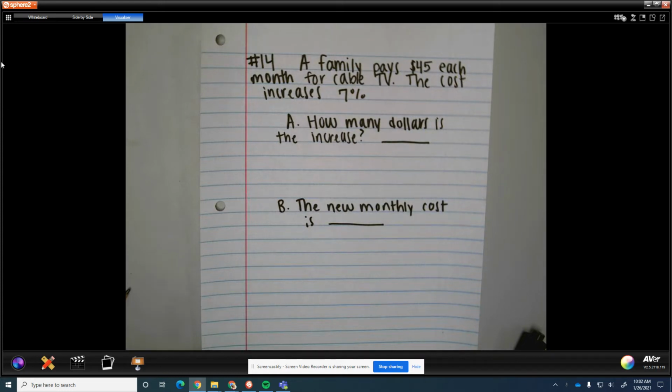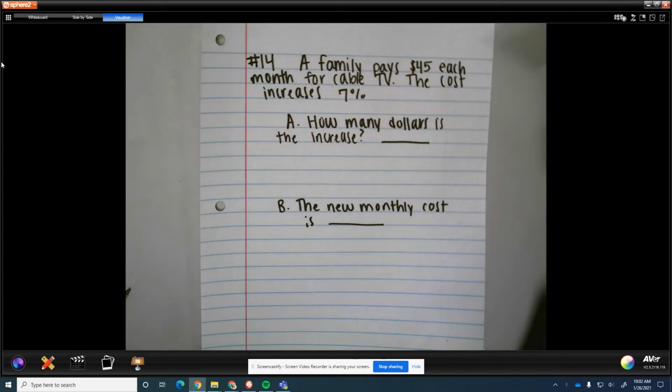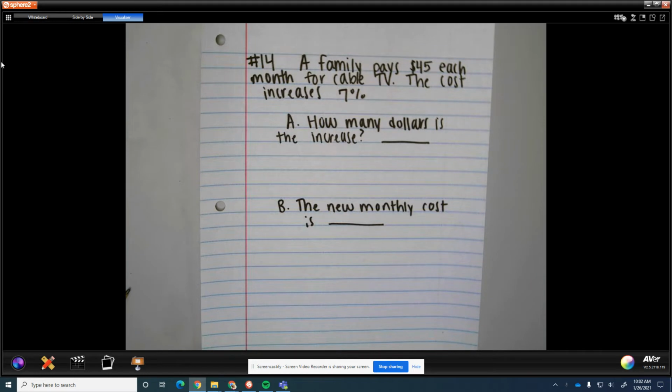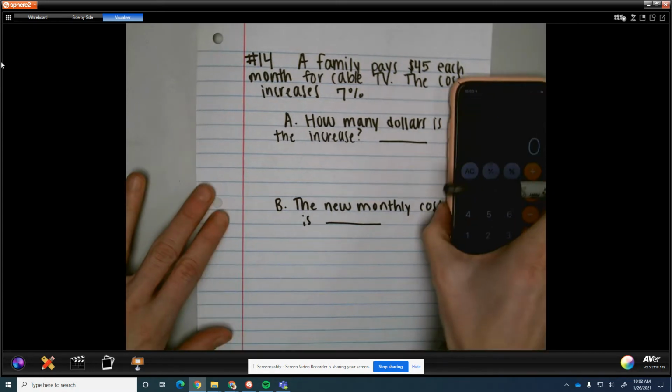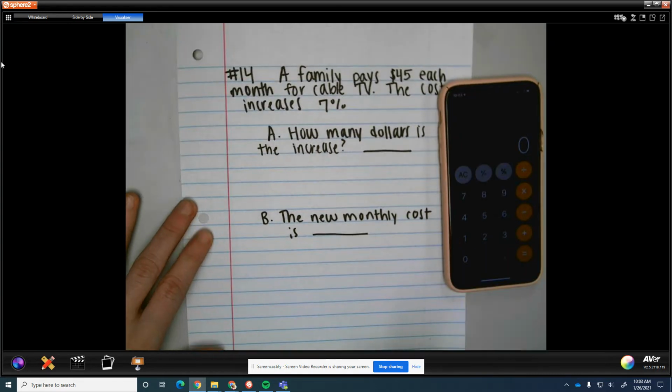Okay, this is number 14 on the study guide. It says a family pays $45 each month for cable TV. The cost increases 7%. So there's our information. In the two questions, letter A says how many dollars is the increase? And then we also have to figure out the new monthly cost is blank. So I'm actually going to have my calculator up in case we need it right here.